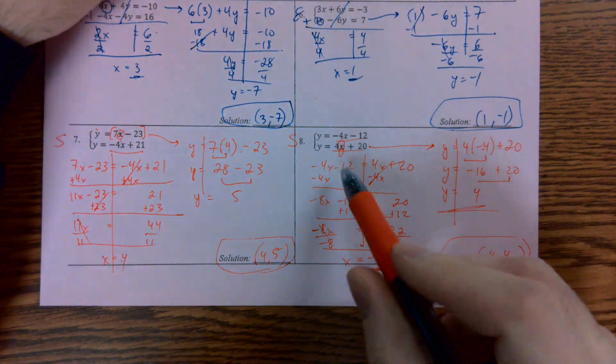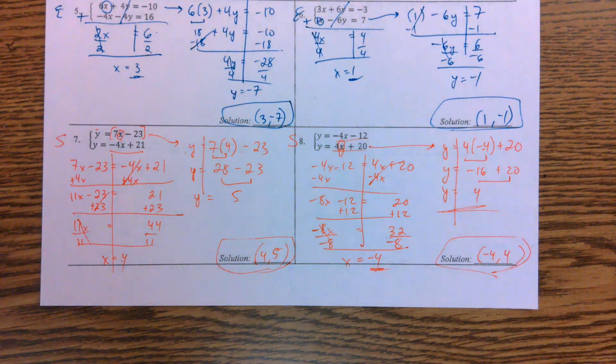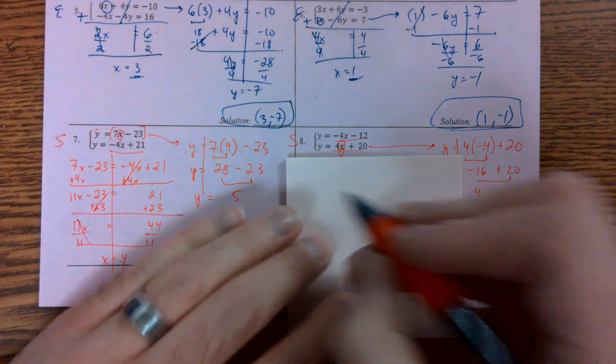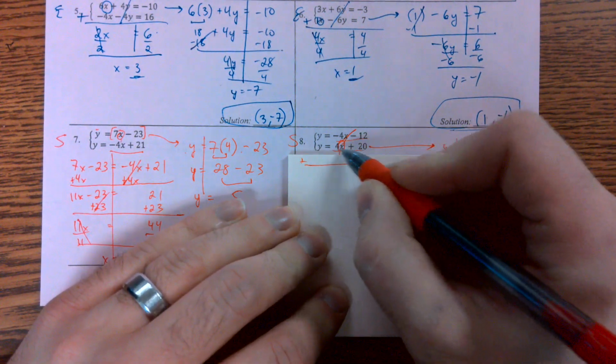Now, some of you may have looked at this problem and went, hey, negative 4x and 4x cancel out. Maybe I can use the elimination method. You totally can, but here's how that would look. If I wanted to do elimination here, these 4x's cancel out.